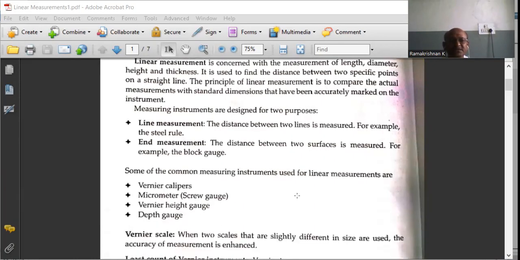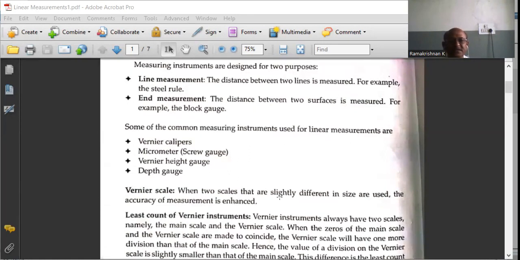For linear measurements, there are many instruments, as you know: Vernier caliper, Vernier depth gauge, Vernier height gauge, depth gauge, and screw gauge. These are some commonly used instruments for linear measurement. Now, let us learn about the Vernier scale and the Vernier caliper.